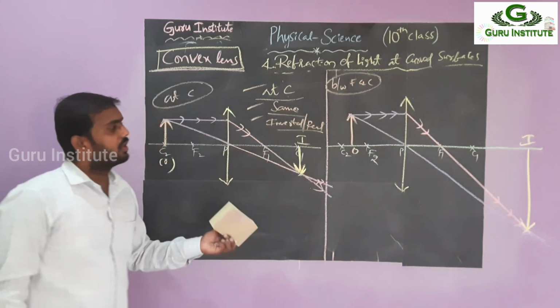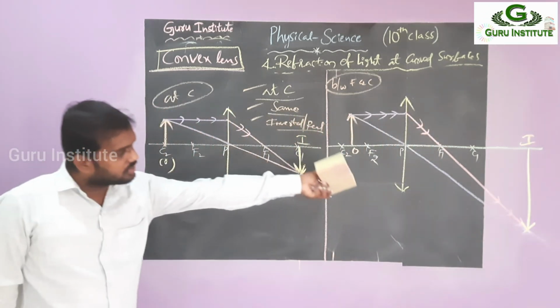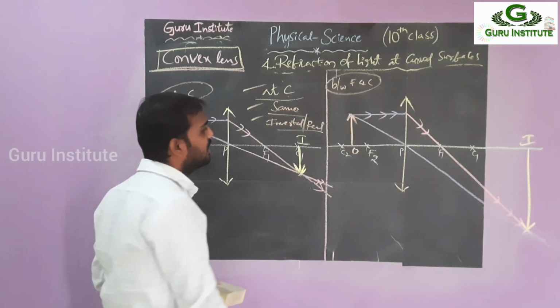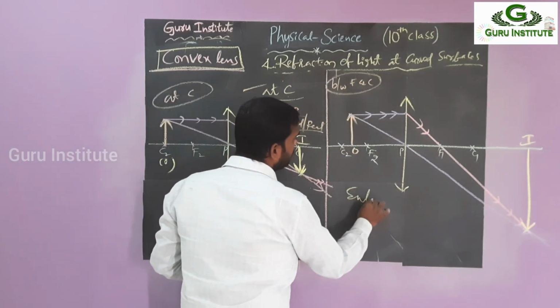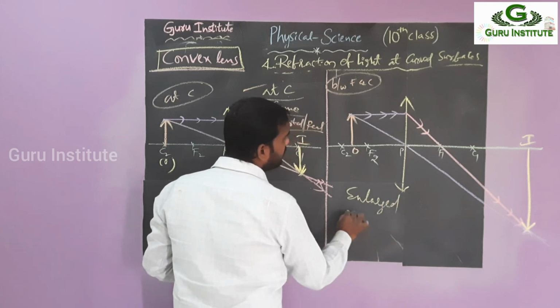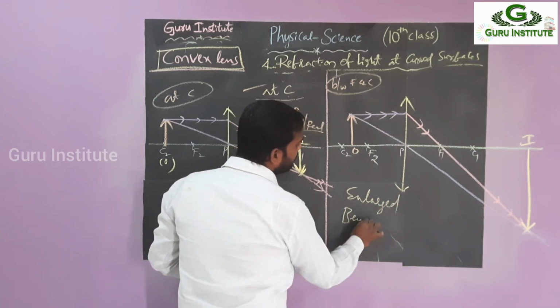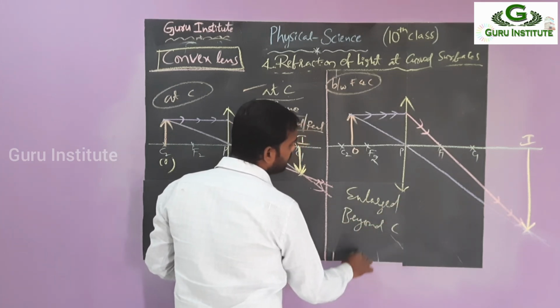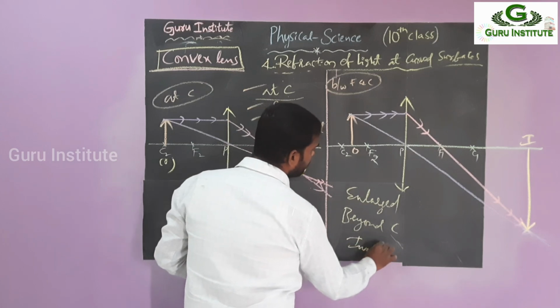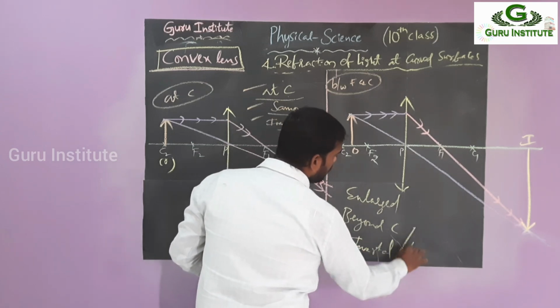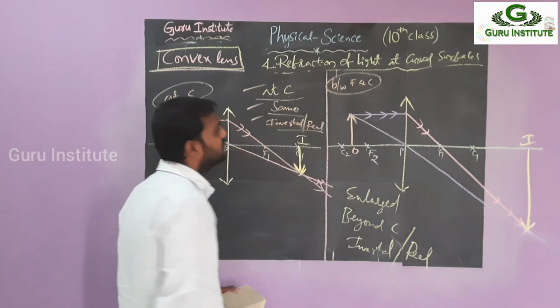Okay, right? So now observe. What is the nature of the image? Already you have seen that. That is the enlarged image. Enlarged image. So first one: where is it formed? Beyond C. After C it is found. Beyond C. Then what is that? Inverted. So real.